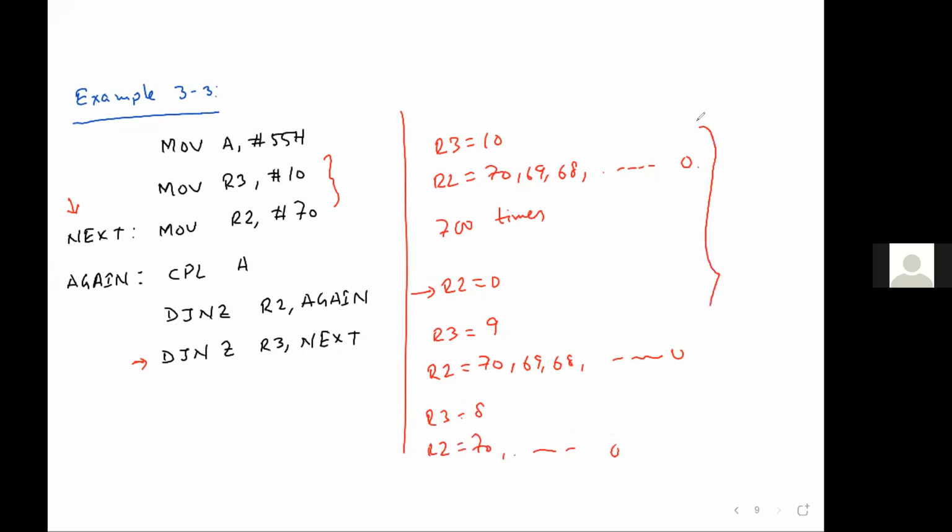So you see this process will continue 10 times. I mean you will decrease R3 10 times, and each time you will complement, or you will loop, for 70 times. So 70 into 10 makes it 700. So this is how you find out how many times you have looped. Is it clear, everyone?